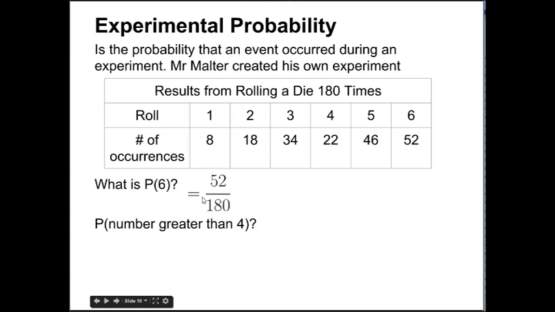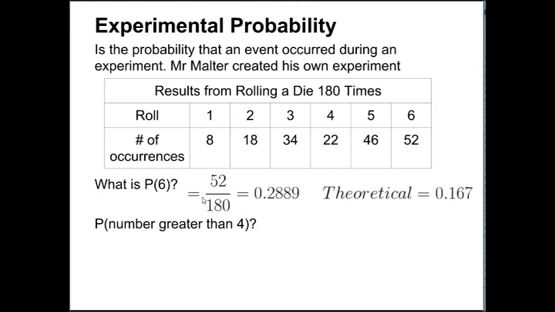And so my experimental probability for rolling a 6 is going to be 0.2889. And the theoretical probability of rolling a 6, we calculated that earlier, was 0.167. So if you guys notice, the probability that I got for rolling a 6 was much higher than the actual probability it should have been. But this can happen in experiments, because experiments aren't perfect.